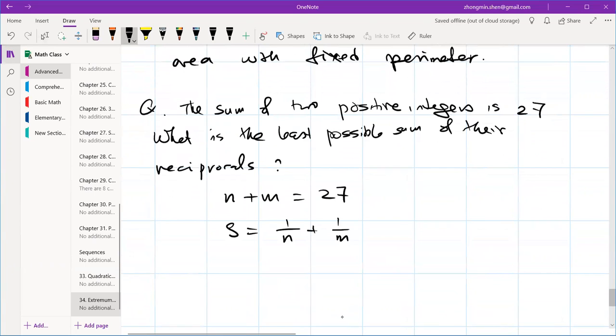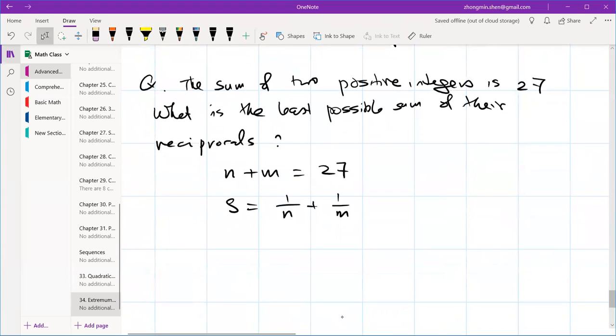Among all the possibilities, if you have time, you can list all the possible sums and find the minimum. But that takes too much time. So you have to find a way to figure out what the minimum value of S is.